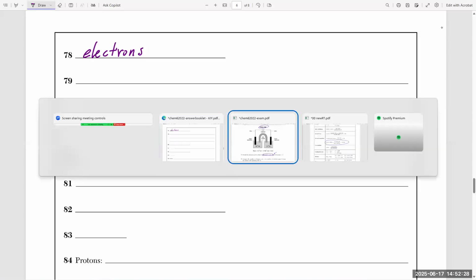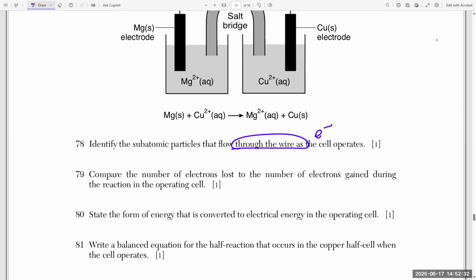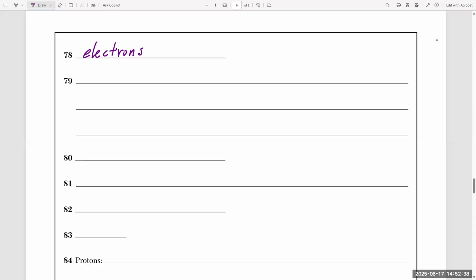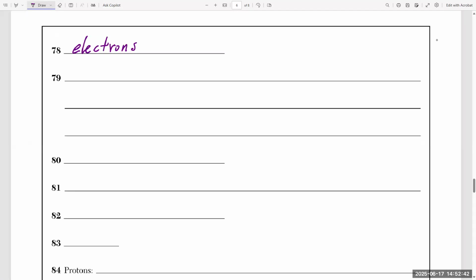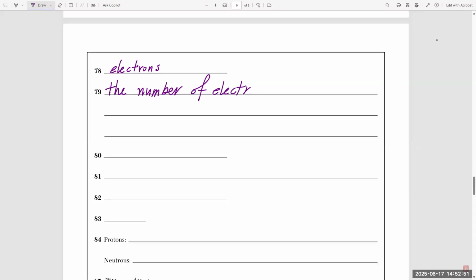All right, 79. Compare the number of electrons lost and number of electrons gained during the reaction in the operating cell. Well, this is just the definition of redox. Because remember, whoever loses electrons, the other has to gain. So the number of electrons lost and gained are the same.